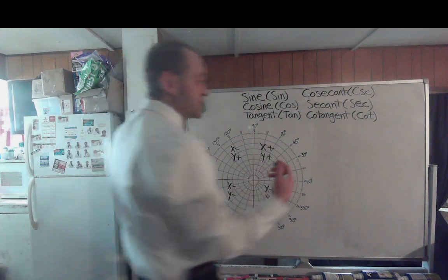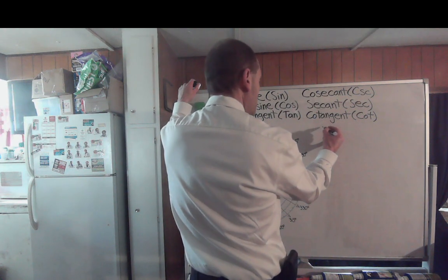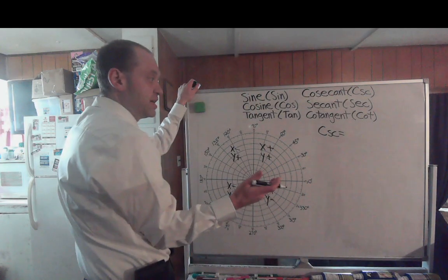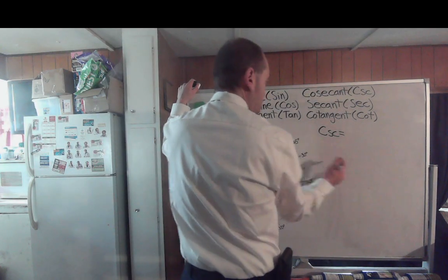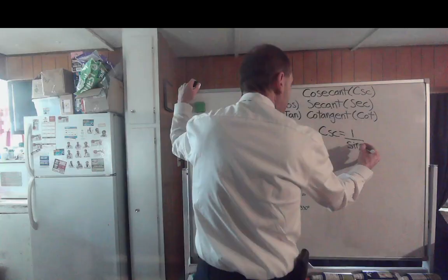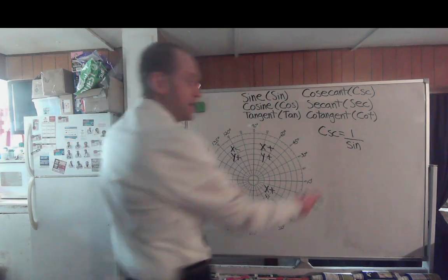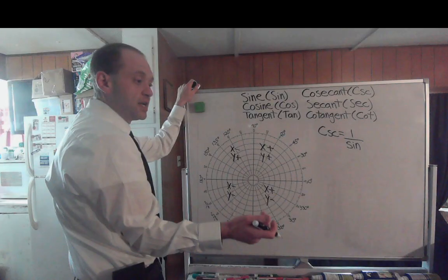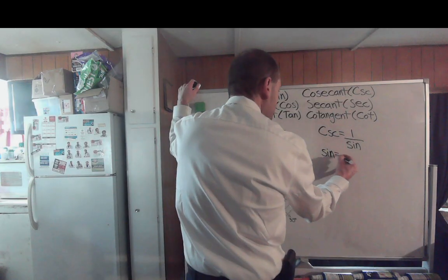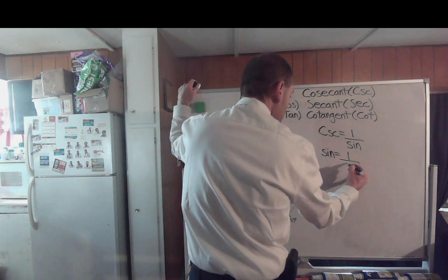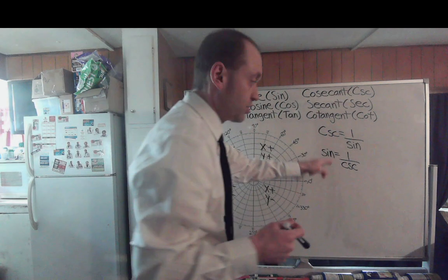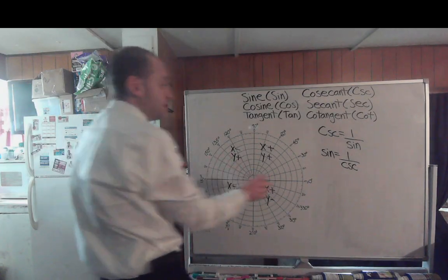So what does a reciprocal function mean? Well, cosecant, we're going to use the abbreviations. Cosecant being a reciprocal of sine means it's the same as 1 over the sine. You just take 1 and divide it by the sine, you'll get the cosecant. And it works in reverse. You can say that the sine is the reciprocal of the cosecant function. So 1 divided by cosecant equals the sine, since they're reciprocal functions, if that makes sense.